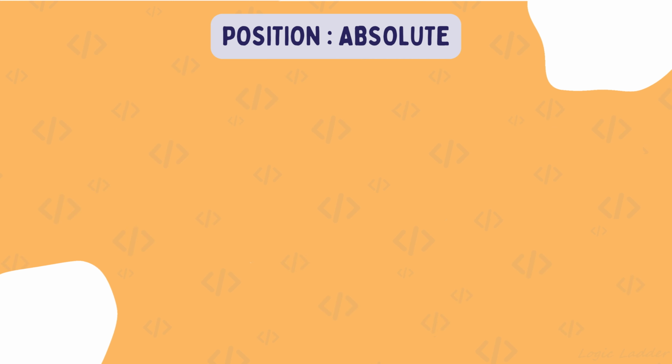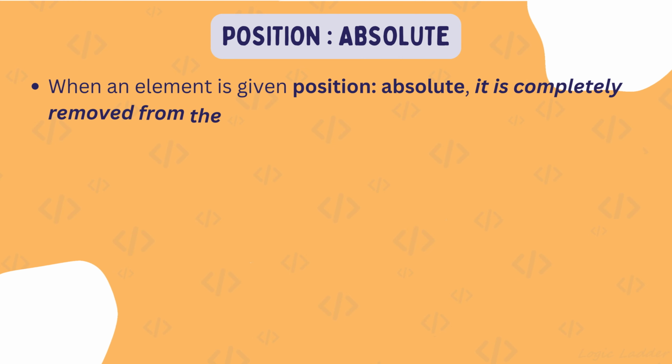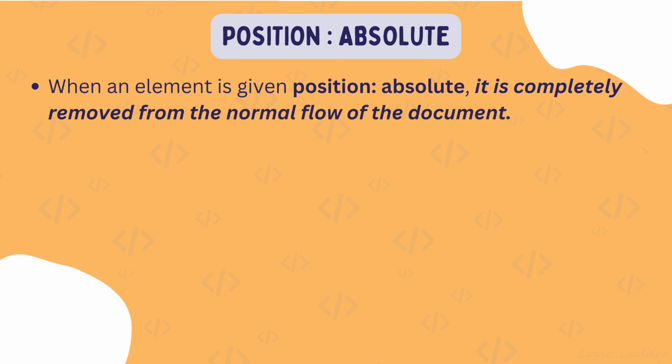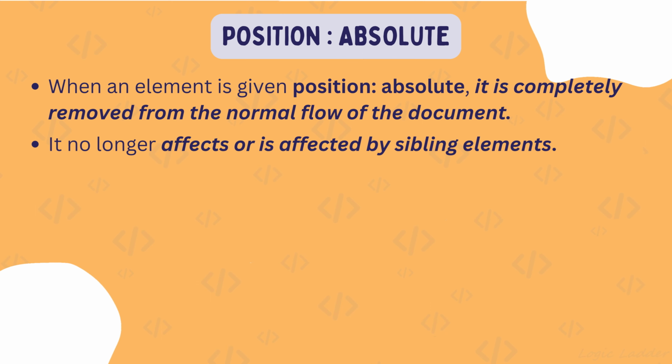Next value for position property in CSS is position absolute. This one is a little bit tricky, but let's try to understand it in some simple points. When an element is given position absolute, it is completely removed from the normal flow of the document. It means that it no longer affects any other element nor it is affected by any sibling elements.